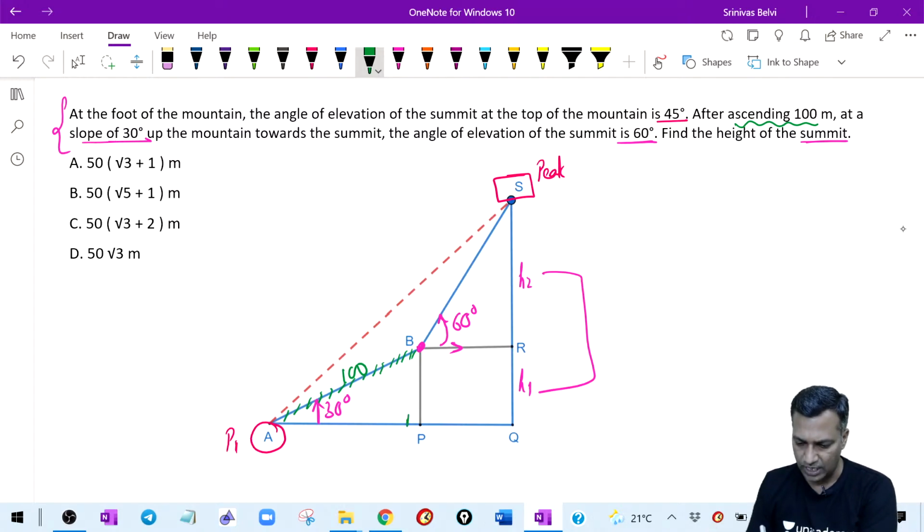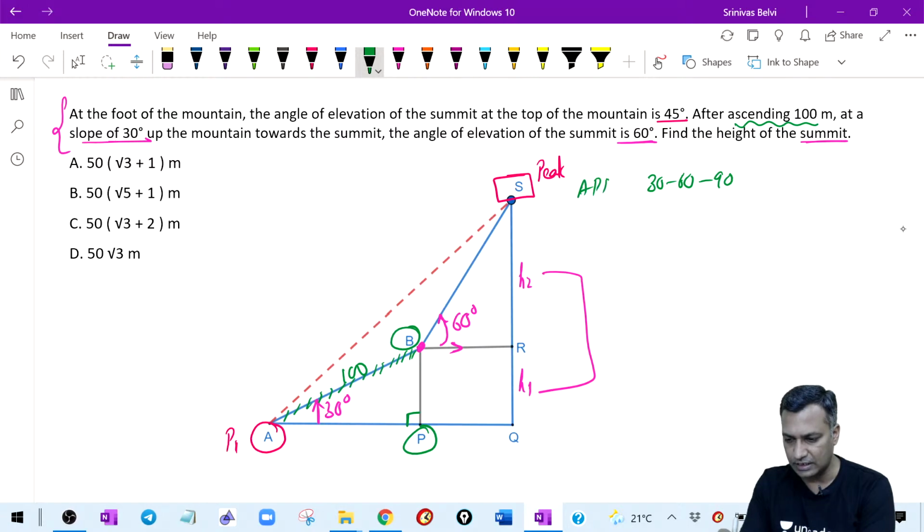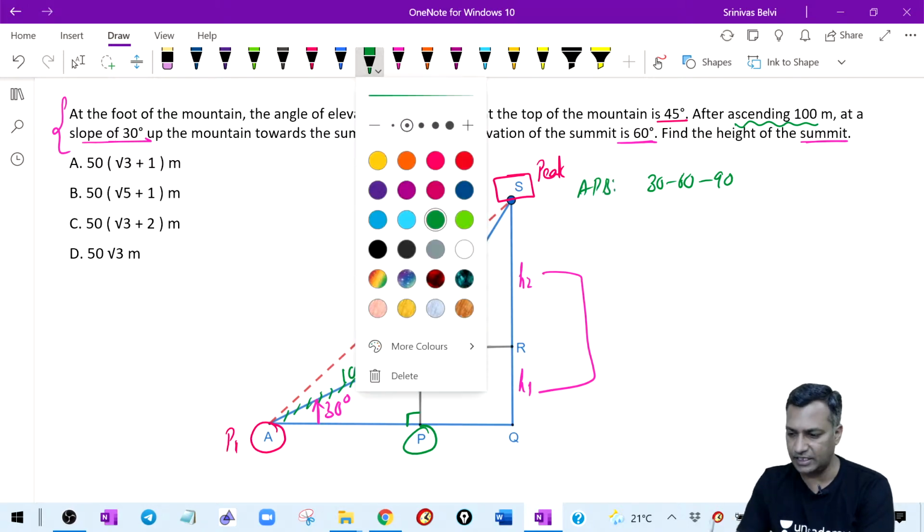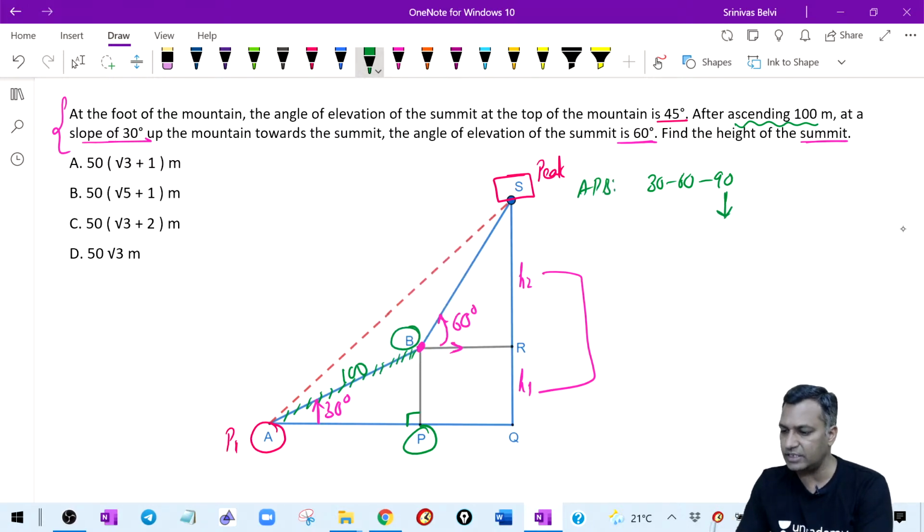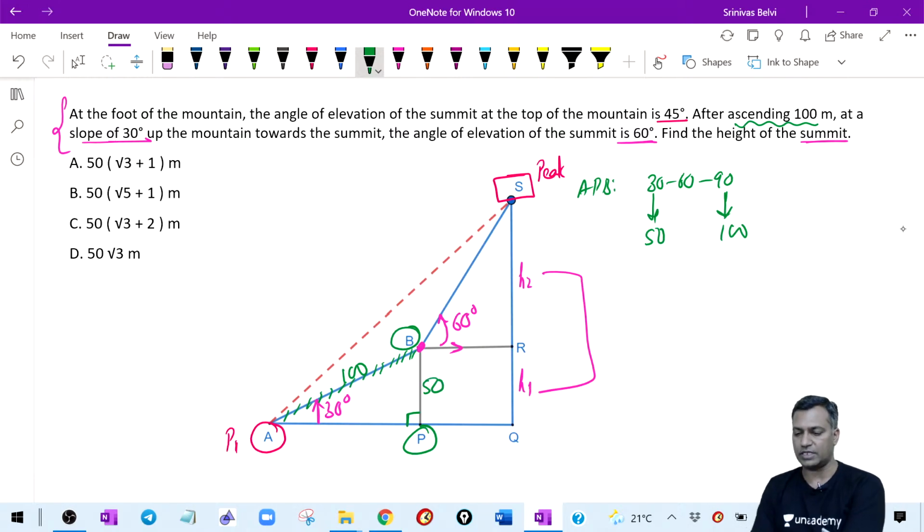Good. So therefore the side, this is a 30, 60, 90 triangle. Which is the 30, 60, 90 triangle? I'm talking about APB. First focus on the triangle APB, which is a 30, 60, 90 triangle. The side opposite 90 is nothing but 100 units. Therefore, the side opposite 30 is going to be 50 units. Cool. Therefore, this is 50. And hence I say that H1 is equal to 50.